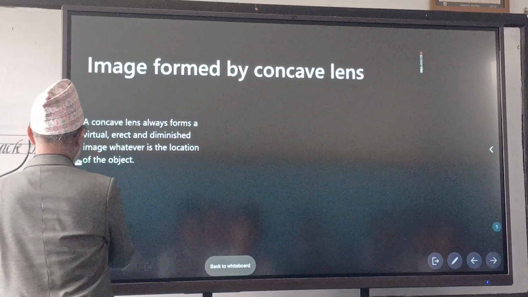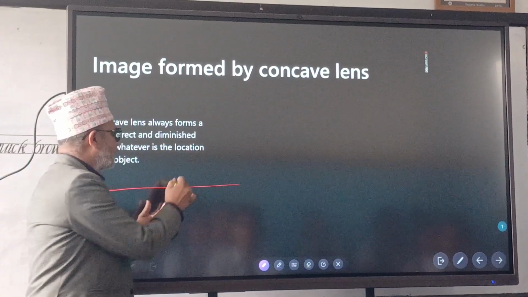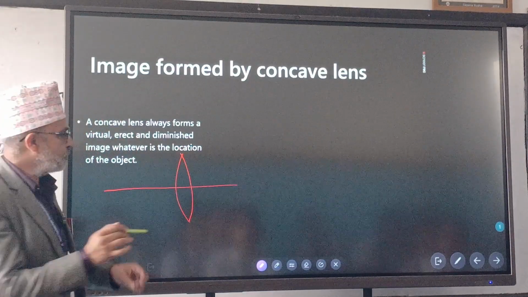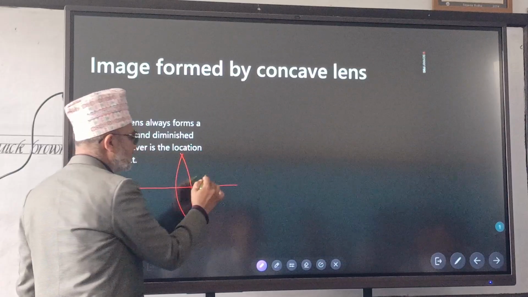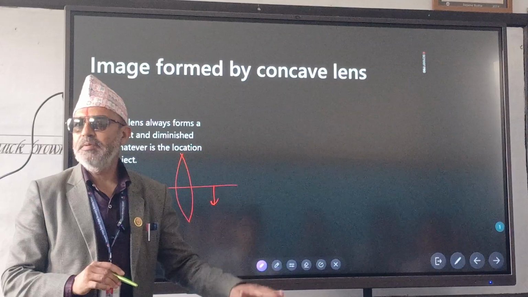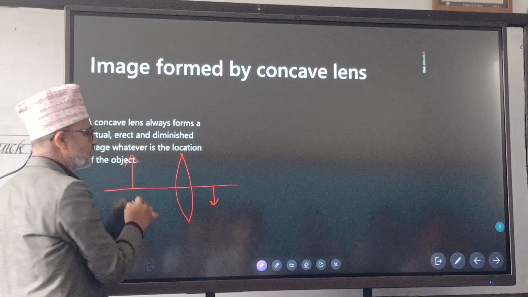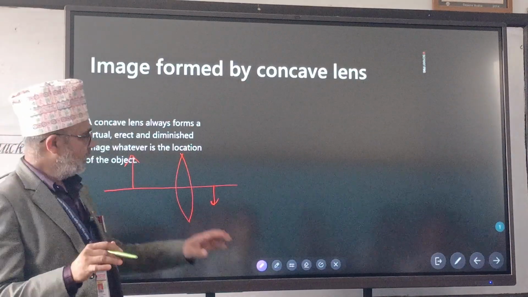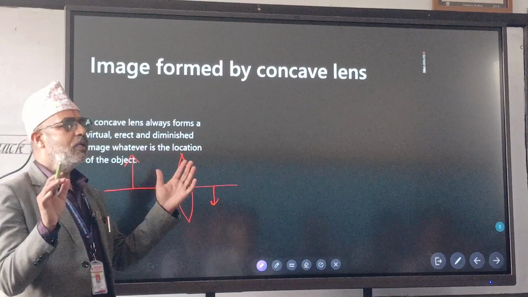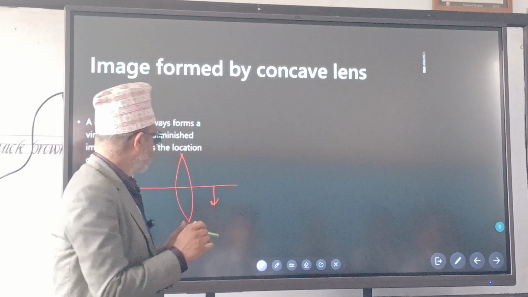For example, see here, what is this line called? Principal axis. If there is a lens, then this is the principal axis. If the image is formed below the principal axis, that is real and inverted. If it is formed just above, what is it? Erect and virtual. And for that, you have to compare whether it is magnified or diminished. If a bigger image is formed, magnified. If a smaller image is formed, diminished.